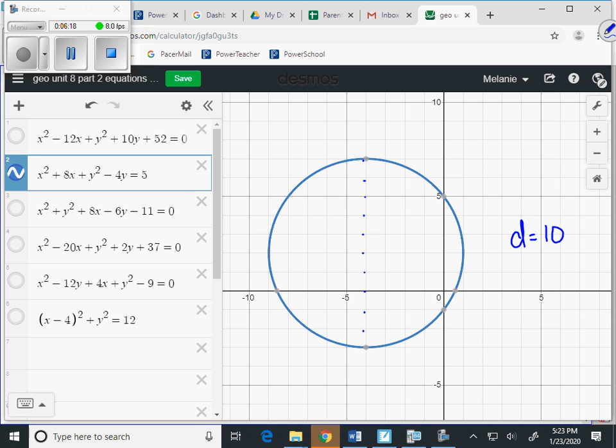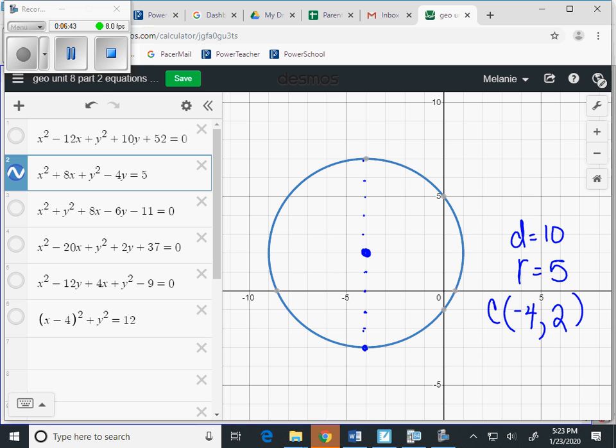Diameter is 10. And we don't need the diameter, we need the radius. The radius is half of that. From the bottom point here, 1, 2, 3, 4, 5, that's going to be our center point. So when we identify our center here, it is negative 4 and 2.